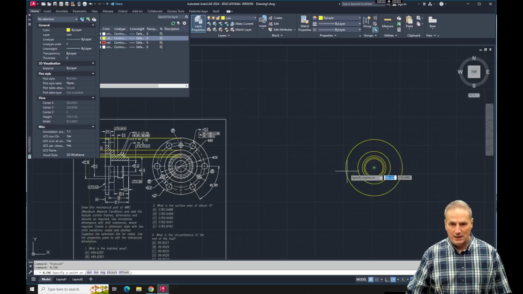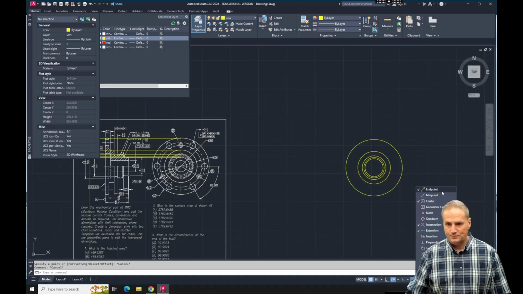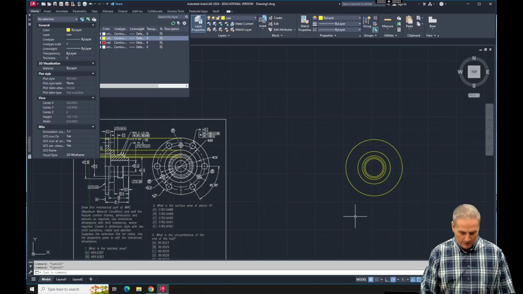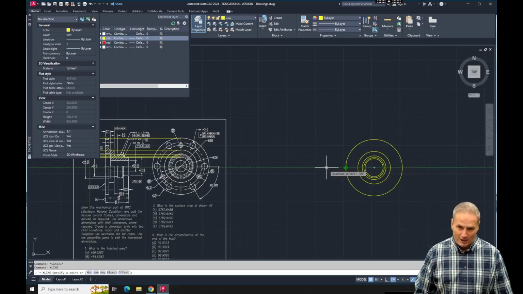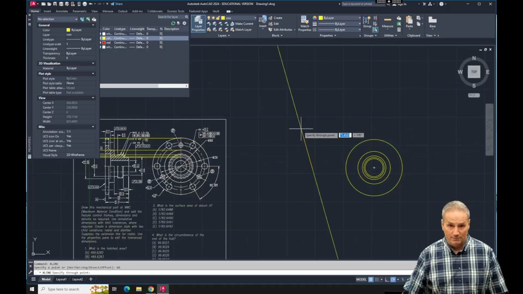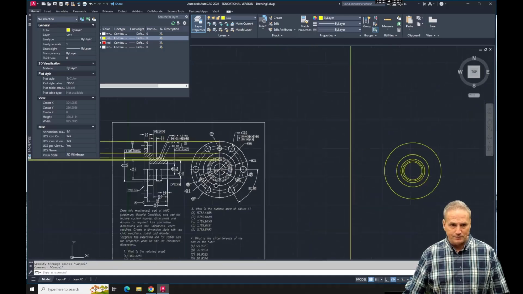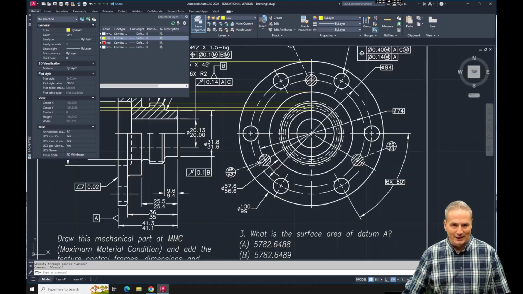So I'll do X line. Let me put on quadrant snap. So we can do X line. I'm going to hover from the quadrant, track, and come over maybe 60 units or so. Well, millimeters in this case. And I have this edge right here.